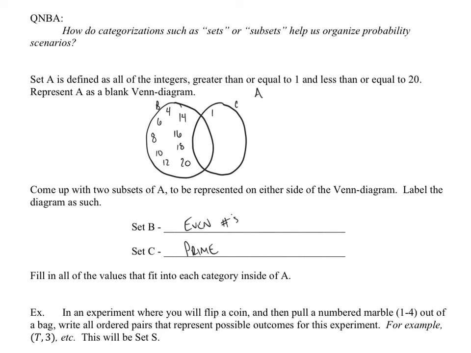We'll go with a 1, 3, I'm going to skip 2, 5, 7, 11, 13, 17, 19. Okay, and then I skipped 2 because 2 fits into both. It's both even and it's prime, so that's going to go in here. So 2 is the only number that crosses over there. And that's the last thing it said, is just to fill in all the values that fit in each category inside A. So that's all that is. A is all of these numbers. B is a subset. C is a subset. And they overlap right here at 2. All right?